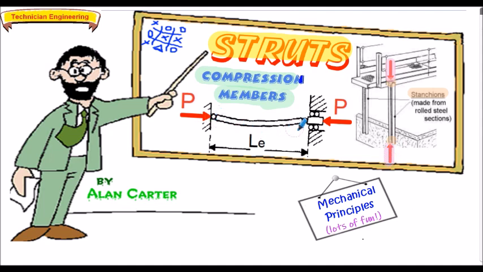The diagrammatic view of a compression member here shows a strut in a horizontal position this time with force P applied at its ends. This configuration shown here is actually a pin-ended strut, and we'll discuss the various fixities of struts as the presentation unfolds.